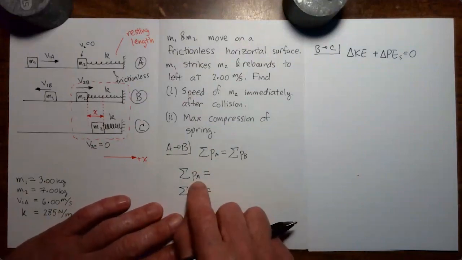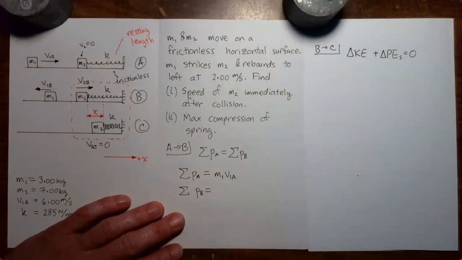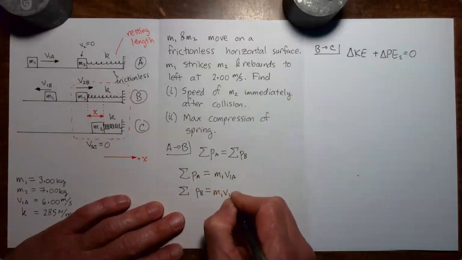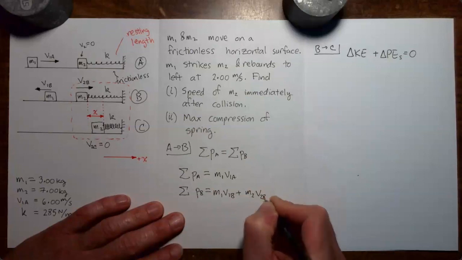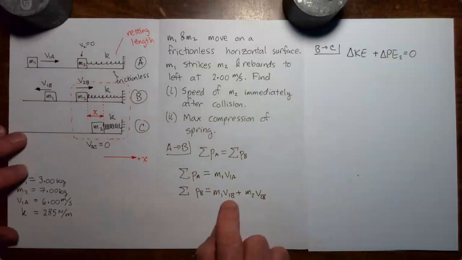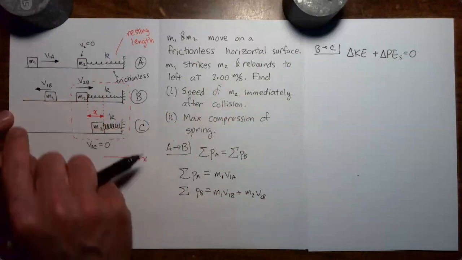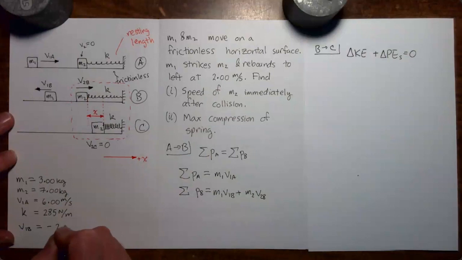Okay, total momentum in situation A, mass 1, V1A. Total momentum in situation B, mass 1, V1B, plus mass 2, V2B. Now, V1B is actually given because it tells us that after the collision, mass 1 is moving to the left at 2 meters per second. So V1B must be minus 2 meters per second.